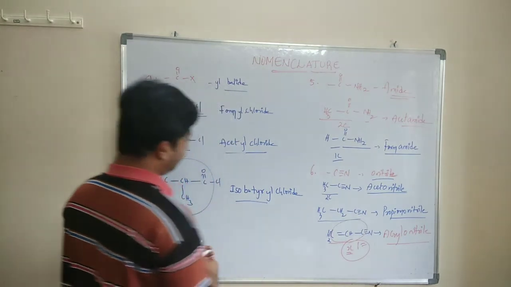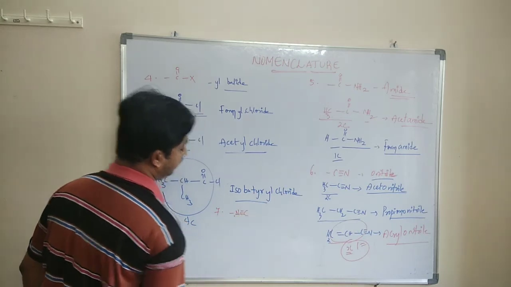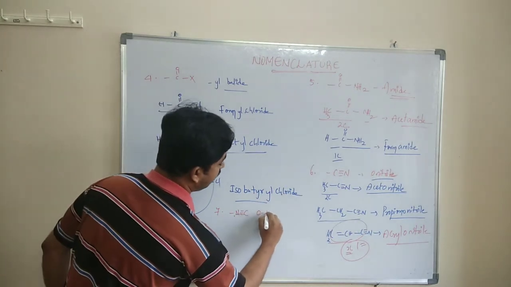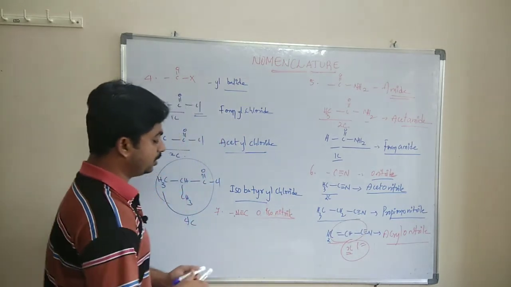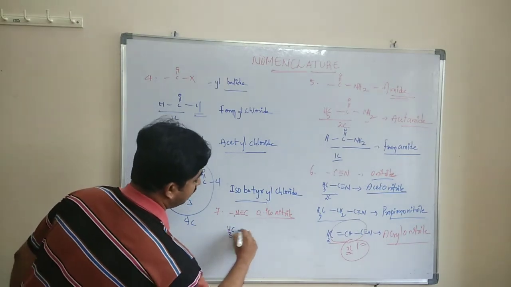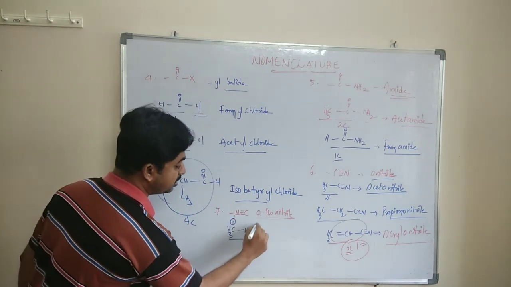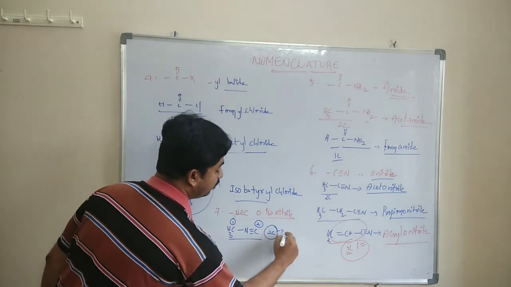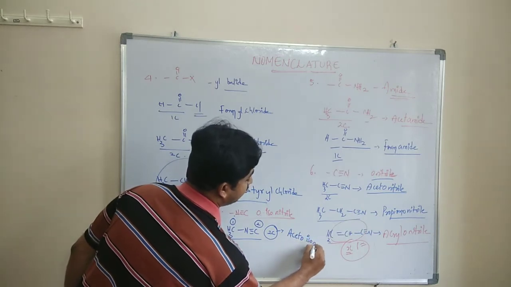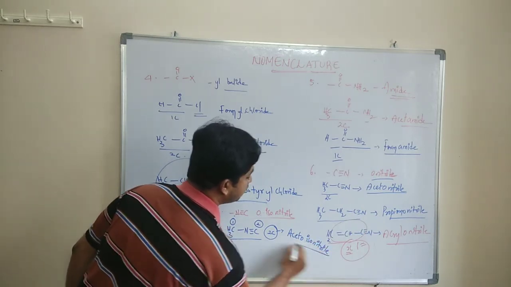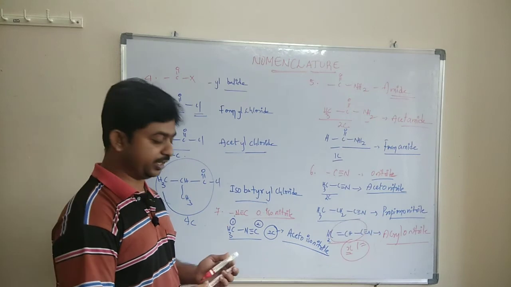Then the next, seventh one, is N triple bond C. If it is the functional group, the suffix is isonitrile. Examples: CH3 N triple bond C. What is the name of this one? It has one carbon and a second carbon, so two carbons are present. Root word is acetic acid. Then the suffix is isonitrile. The name becomes acetoisonitrile. Like this we can give the names for isocyanides.